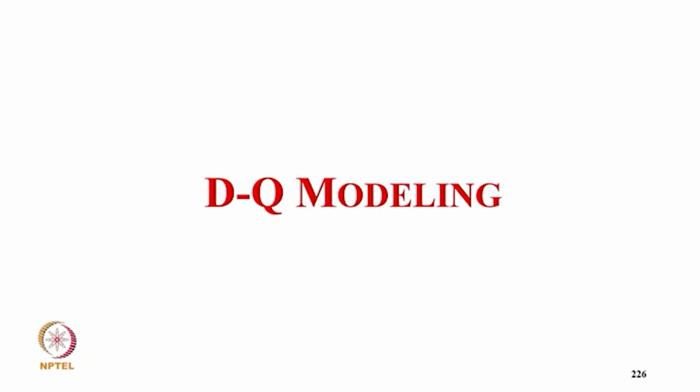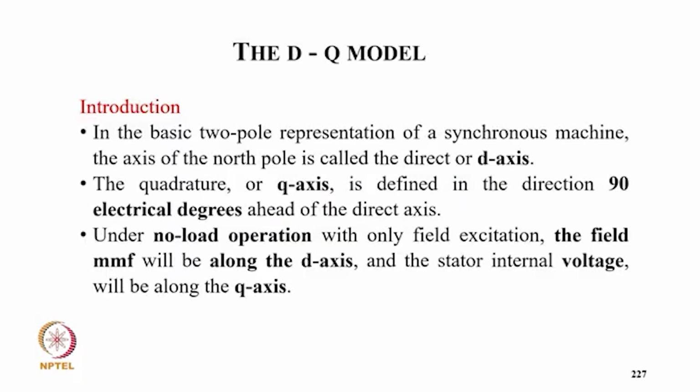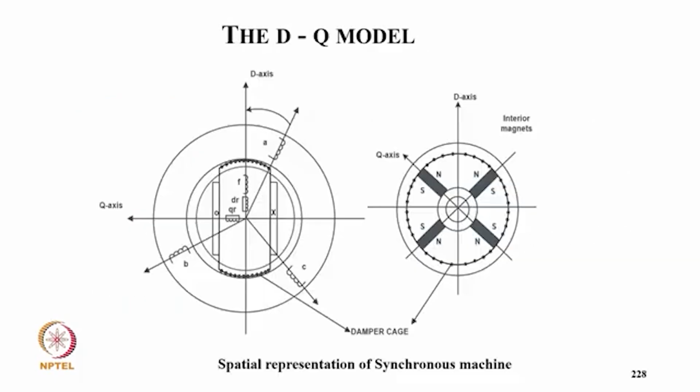Now coming to DQ modeling, which is the base, you can call it the backbone of vector control. In the basic two-phase representation of the synchronous machine, the axis of the north pole is called the direct axis or D axis, and the quadrature or Q axis is defined in the direction of 90 degrees electrical ahead of the direct axis. Under no load operation with only field excitation, the field MMF will be along the D axis and the stator induced voltage will be along the Q axis. And this is typically the spatial representation of your synchronous machine, with permanent magnet or field excitation.